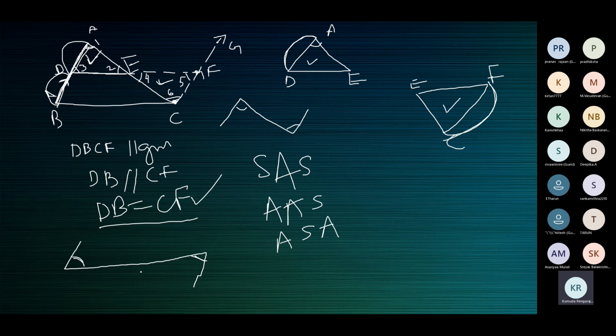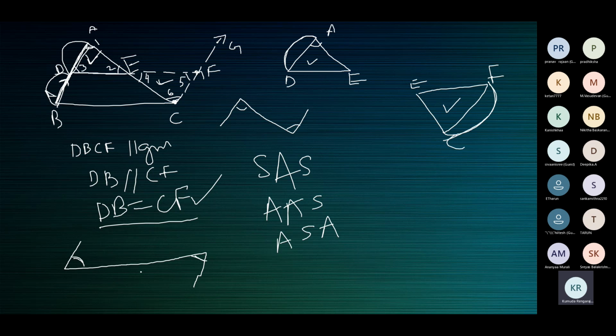So we have 3 pairs of equal angles. Angle 1 is equal to angle 6, alternate interior angles. Angle 2 is equal to 4, vertically opposite angles. 3 is equal to 5, no doubt, because AD is parallel to CF. But can we use AAA? Is AAA a valid congruence criterion? No, ma'am, we cannot.